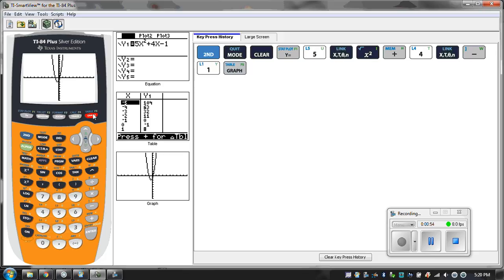Now, for some reason, yours does not look like that. Here's a trick. Press zoom. Go to option number 6, which is a standard window, and then it will do that for you.